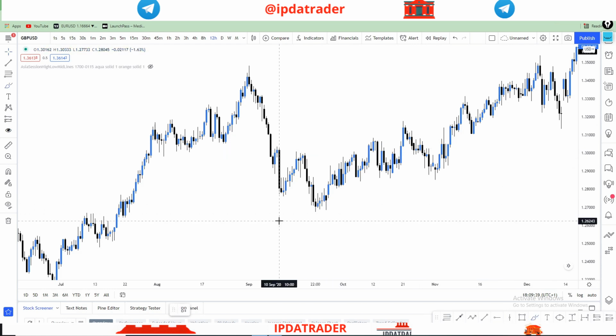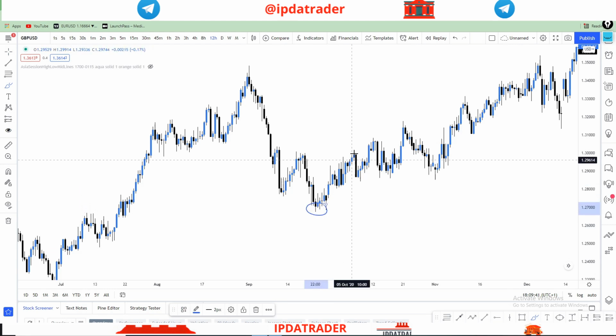So following the rule of 4, this is a low, right? This is a high right here. Why? Because we break above this structure point right here. So this is a low and a high. This is not a bullish trend just yet. This is just a low and a high.